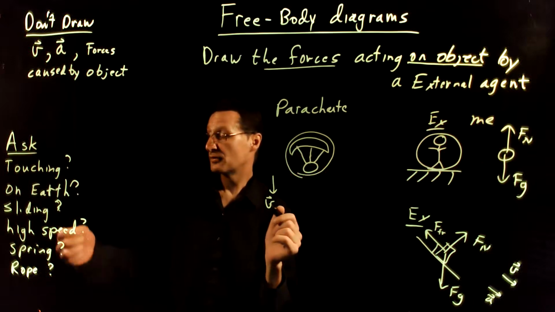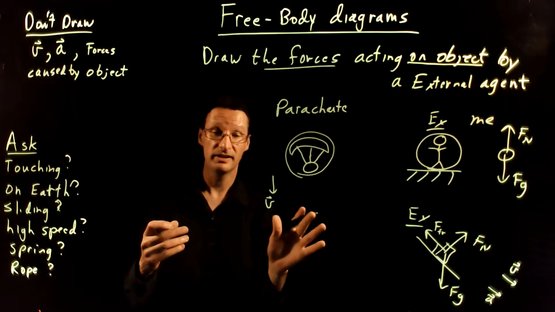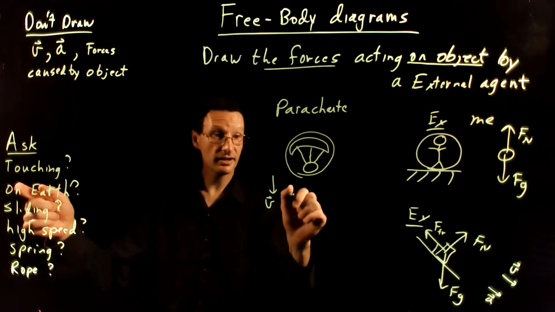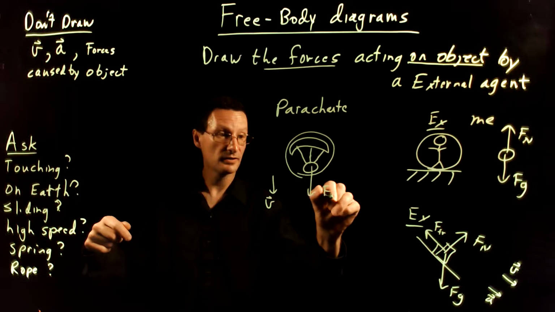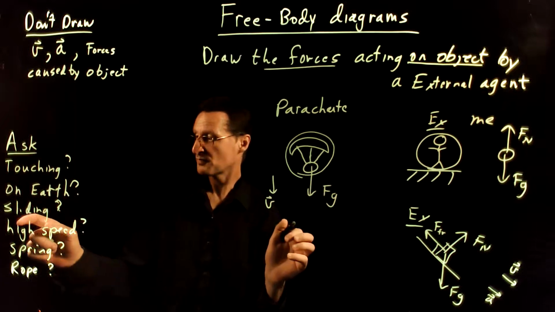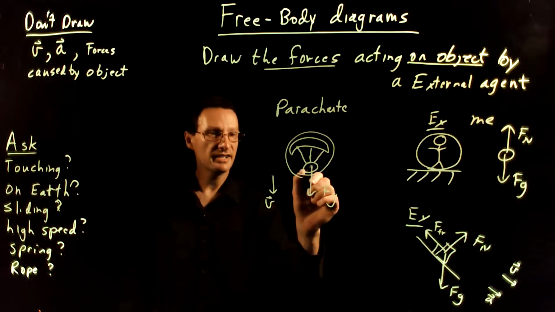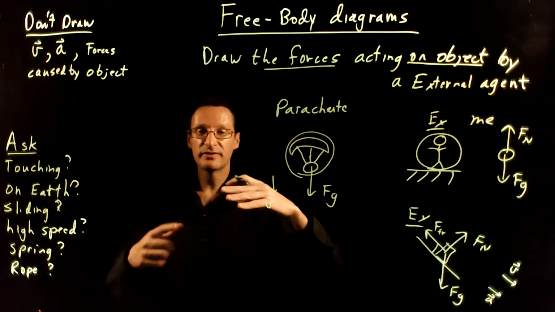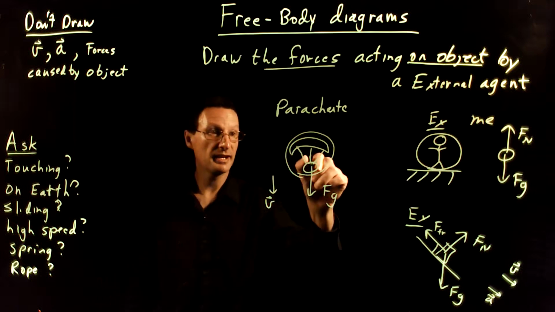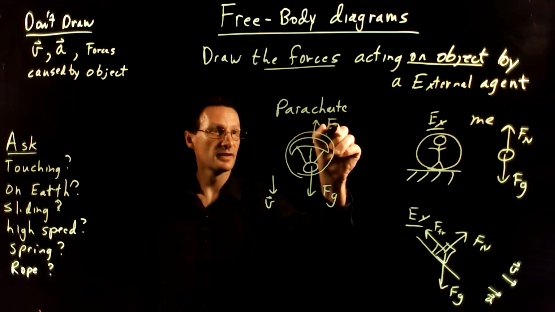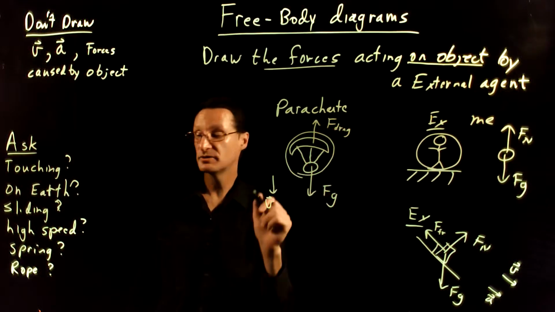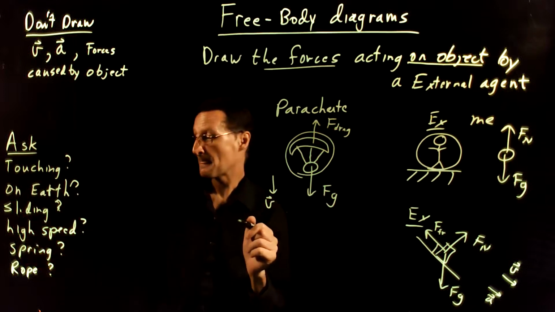So let's go through our list. Is it touching anything? Well, no, it's not. It's just in midair, so there's no contact, no normal forces. Is it on the earth? Yes, so it's going to feel a gravitational force down. Is it sliding? No, there's no friction. Is it traveling at high speed? Well, in this case, the parachute is very large, and so drag is important, and so there will be a large drag force that opposes the velocity, right? So we have to use our knowledge about drag.